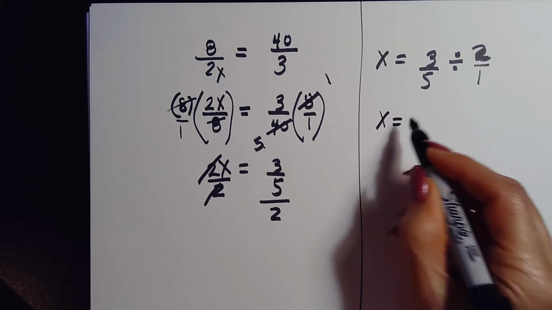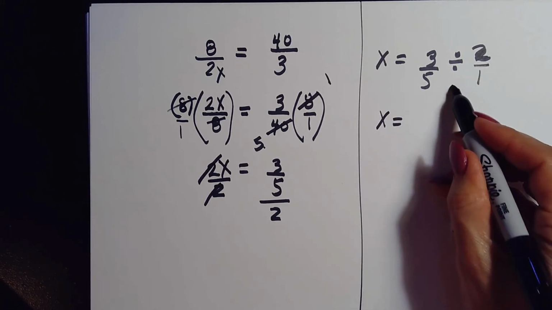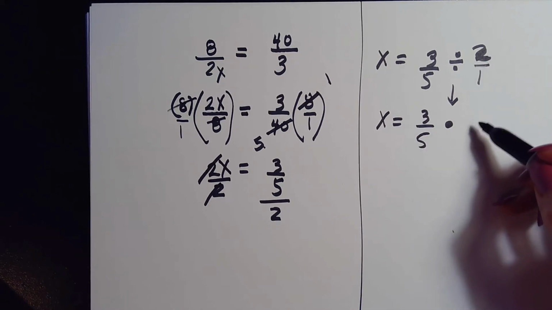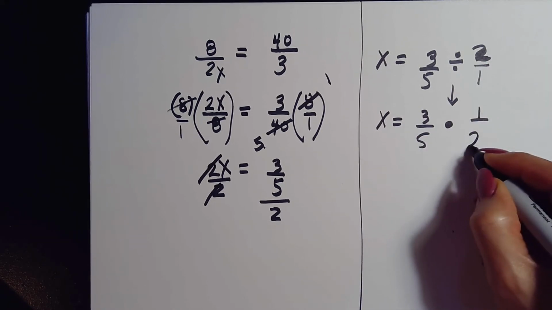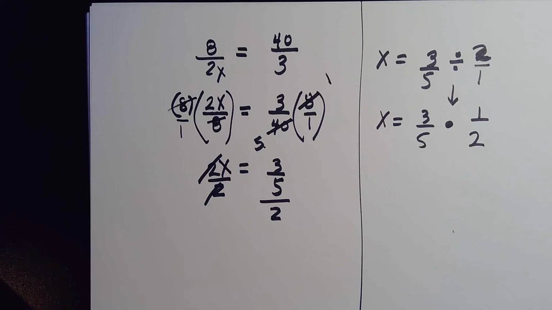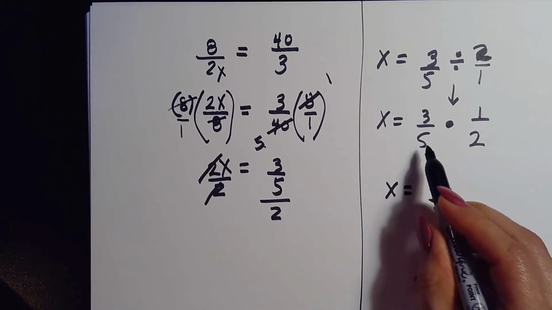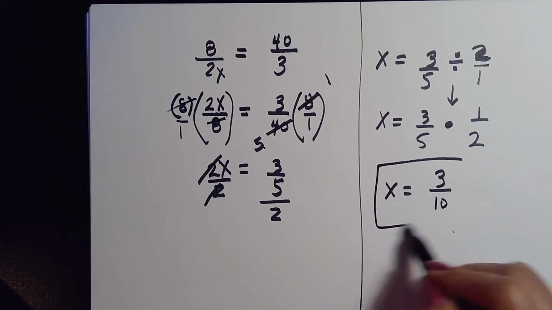And then remember that when you're dividing fractions, the division changes to multiplication, but you need to invert the second fraction. So instead of 2 over 1, you write 1 over 2. And so x is going to equal 3 times 1 equals 3, and 5 times 2 equals 10. So this is 3/10.